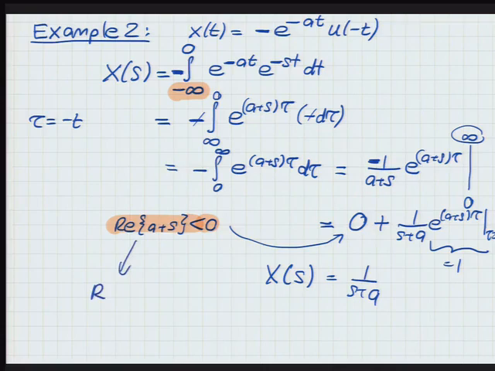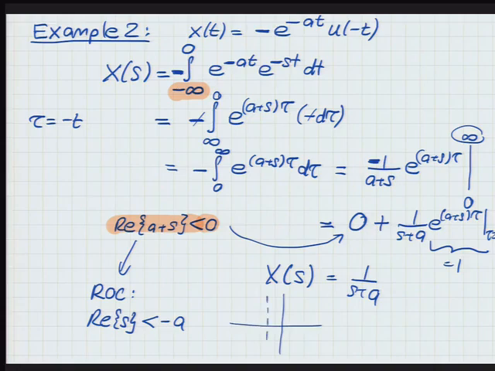And what it really means is that ROC is real part of s. We assume a is real, right? So the real part of s is going to be negative, less than negative a, right? It really is the complement of the region of convergence of the other example. So now it's to the left of this line.